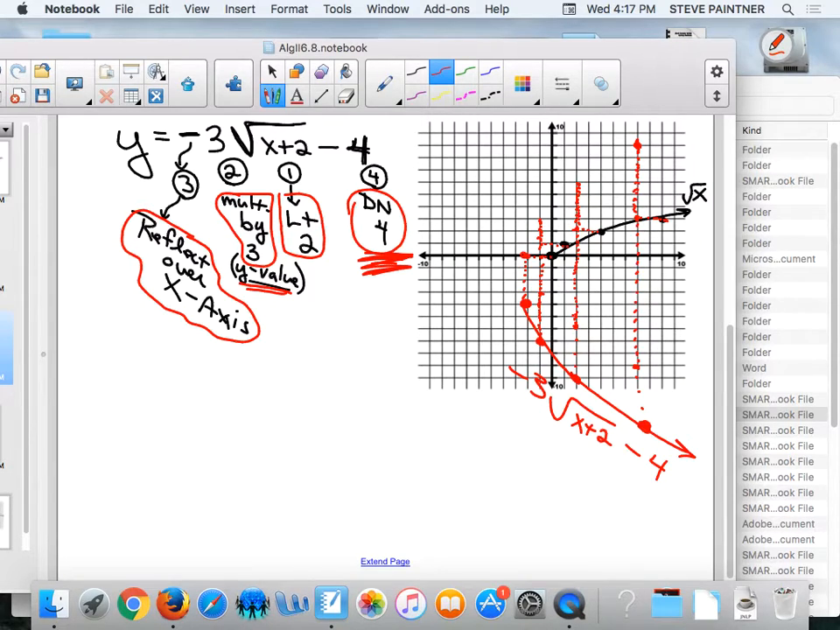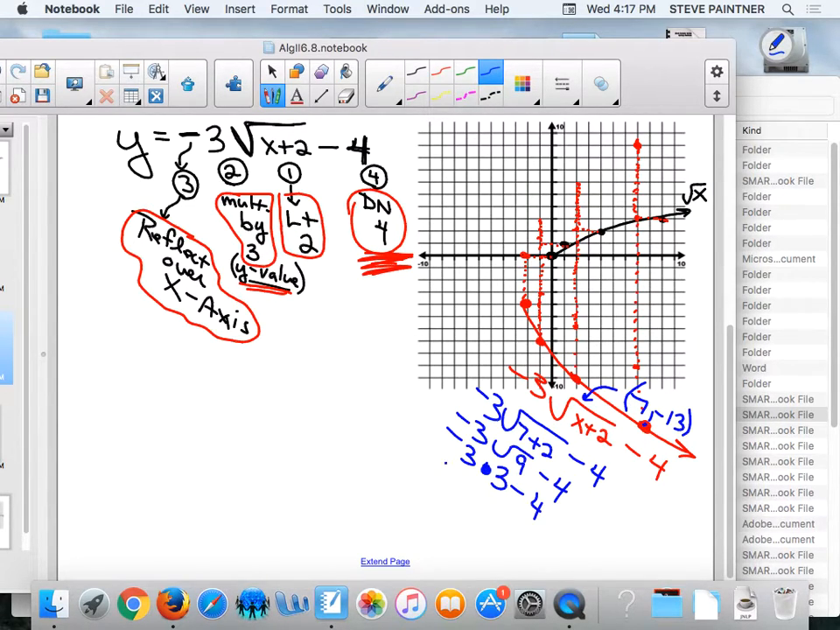Whew. Okay, really quick, if you want to check to see if you're right, this point right here happens to be 7, -13. If that point works in this function, you know you're right. So -3 times the square root of 7 plus 2, minus 4. -3 times the square root of 9, minus 4. -3 times 3 minus 4. That'd be -9, take away 4. Check, it works. We got it. Okay, that is the square root function.